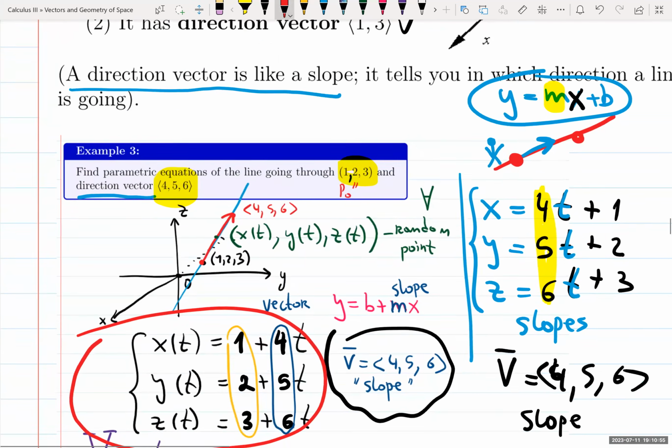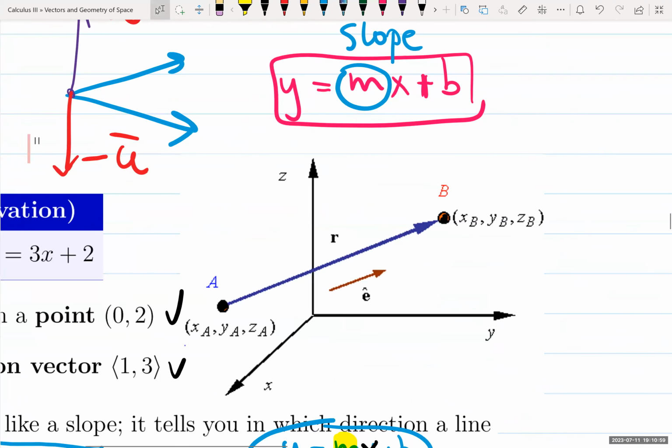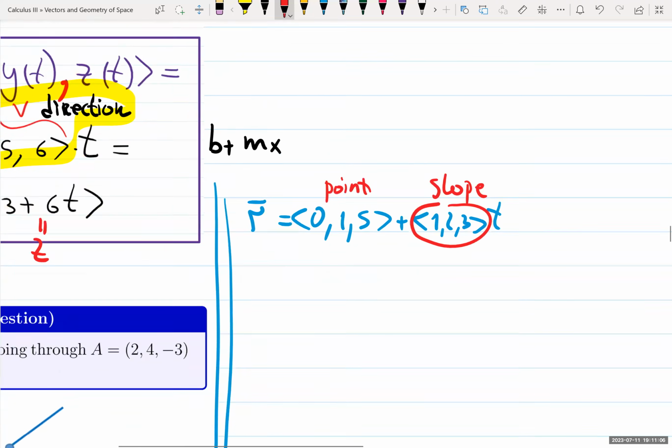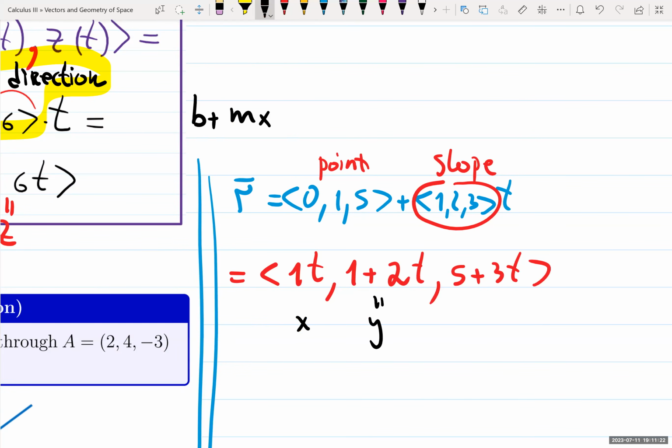So on the graph, it was here. If this is a point, there's a vector pointing at that point. That's what it means. So you can rewrite it as 0 plus 1t, 1 plus 2t, 5 plus 3t. And from here, you can rewrite it as x, y, and z. Here's your three forms all in one.